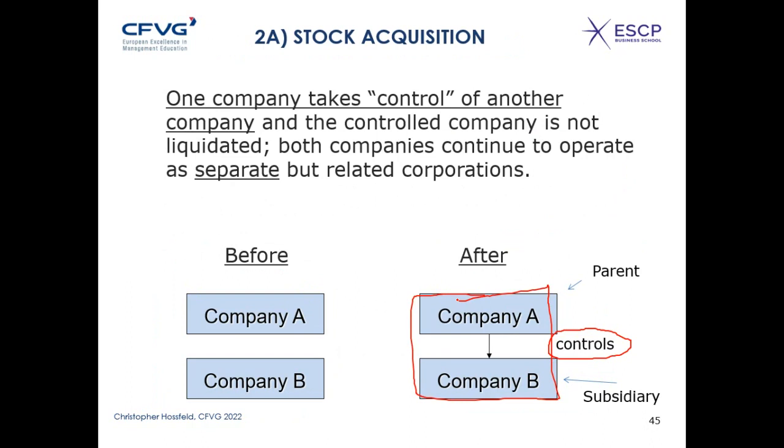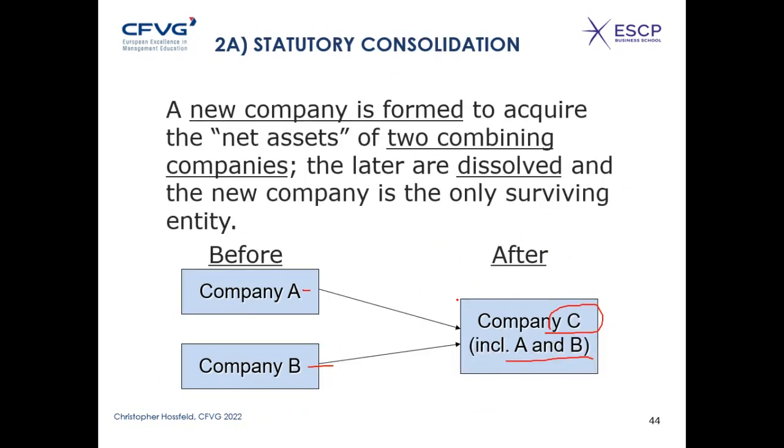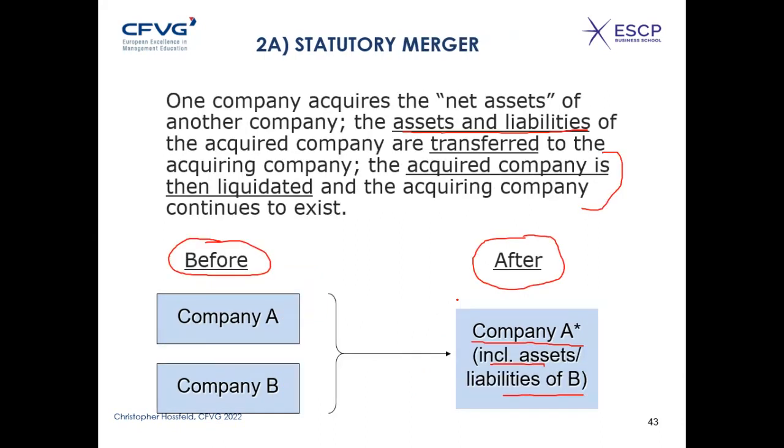And indeed, they form a group. Remember, we talked about consolidated financial statements, group financial statements. Well, here A and B form one legal entity, and this legal entity is called a group. Okay. In the statutory consolidation or in the statutory merger case, we have only one legal entity.